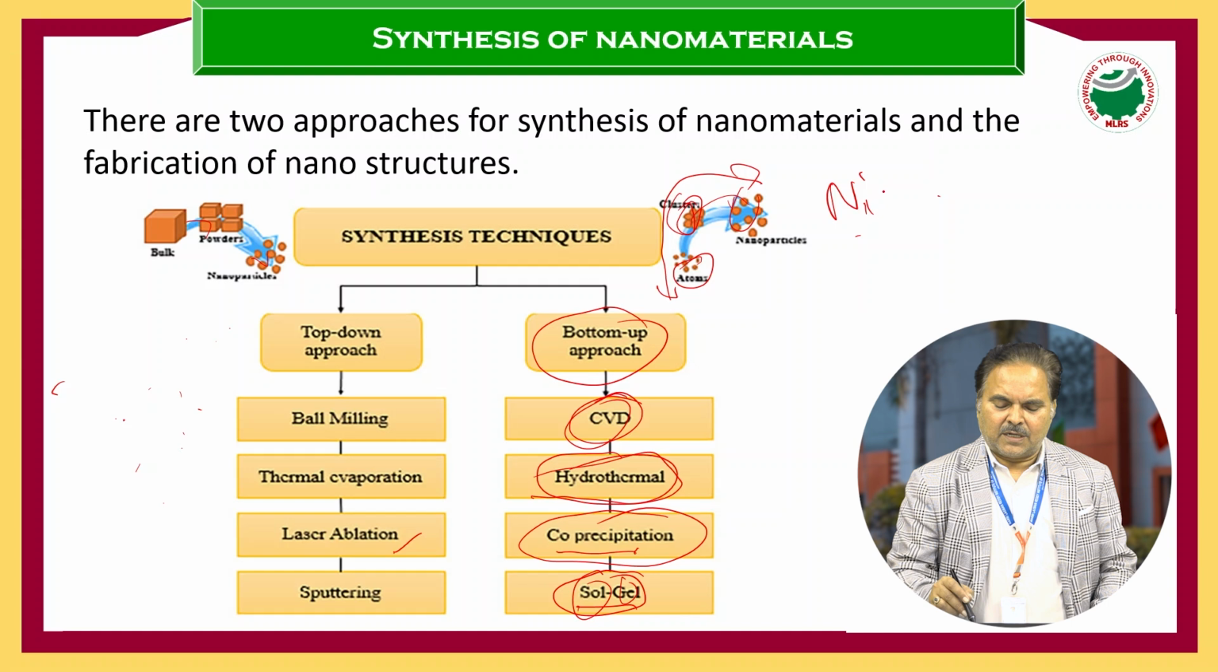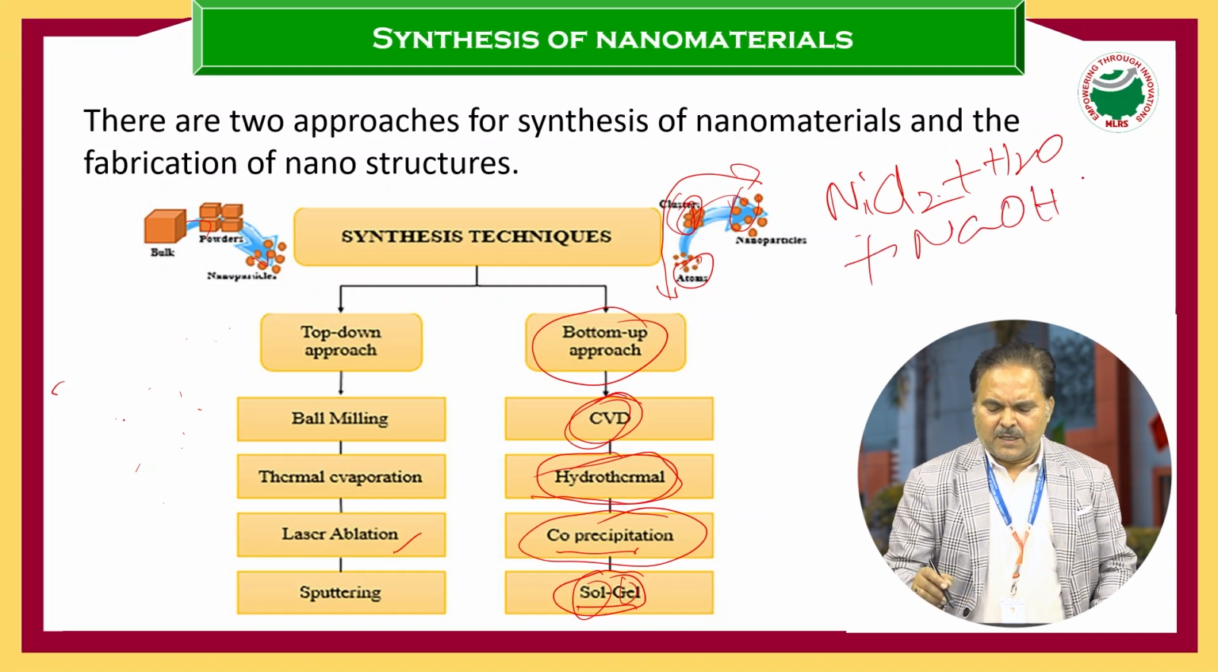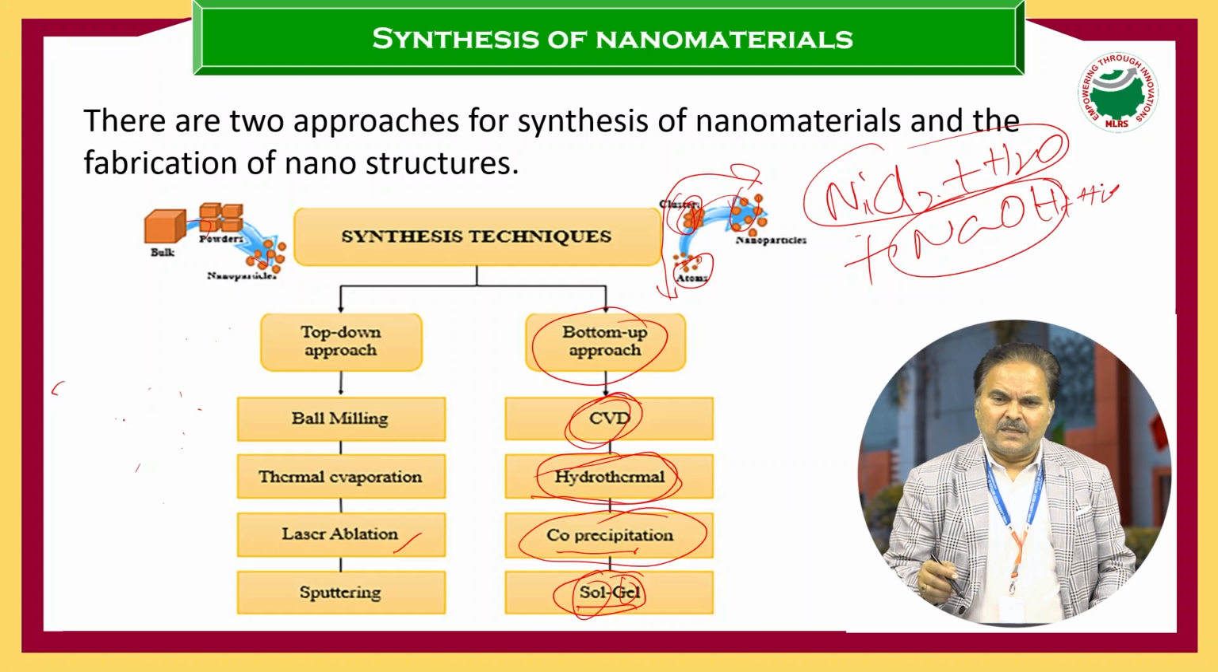So for nickel oxide nanoparticles, you take NiCl2 plus H2O plus NaOH, same as before. What I want to say is, what is the difference between these two? Here also there is a precipitation, but here there is no precipitation. Here there is a formation of gel, it will form directly. This NiCl2 plus H2O, this salt solution versus the base solution, if you mix these two, then you will get the green gel.